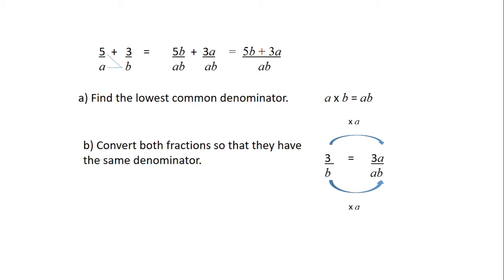Just going back a step there, what you'll see is this 5 over a, I've multiplied both the numerator and the denominator by b to get 5b over ab. What I've done here is I've taken the 3 over b, and I've multiplied both of those by a to get 3a over ab.